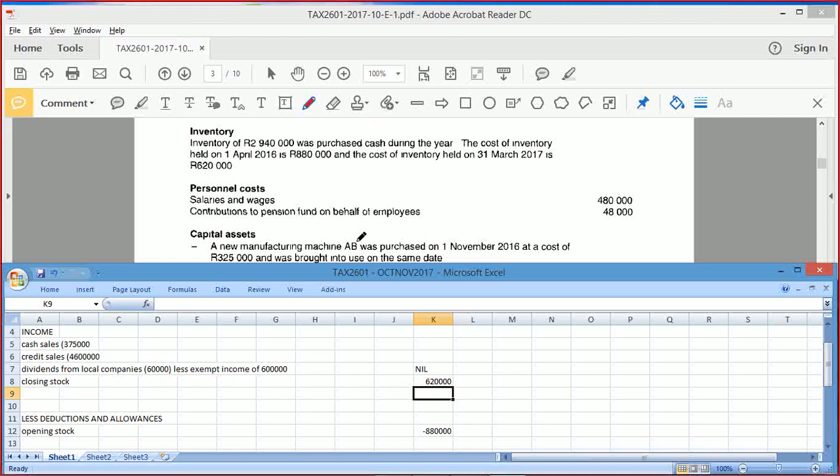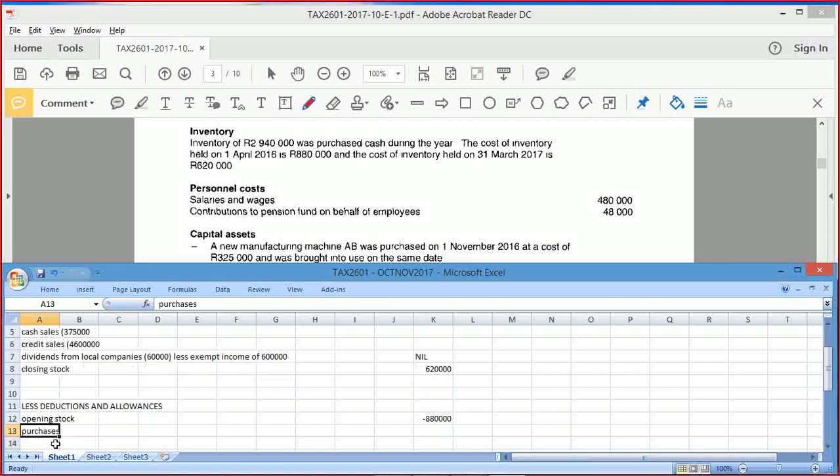What's next is your salaries and wages. Oh, purchases expense. Right? Yes, sir. Minus 2940000. Okay, next.